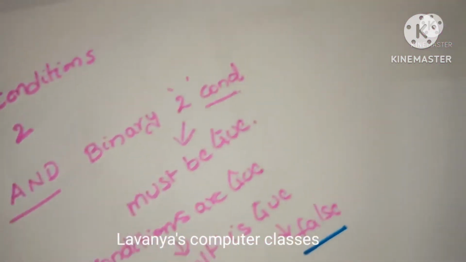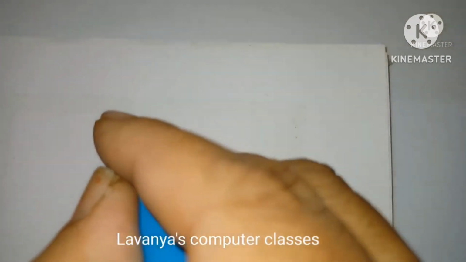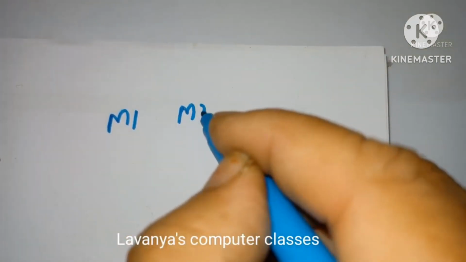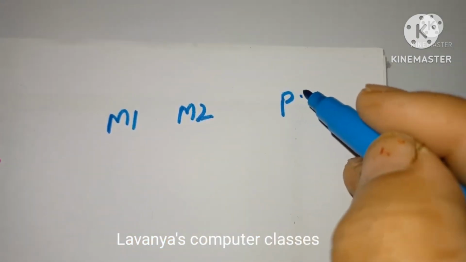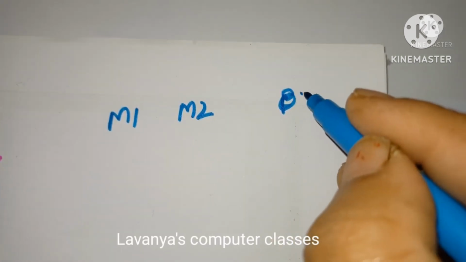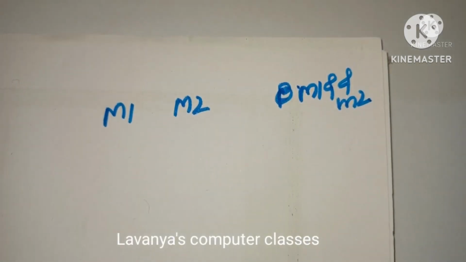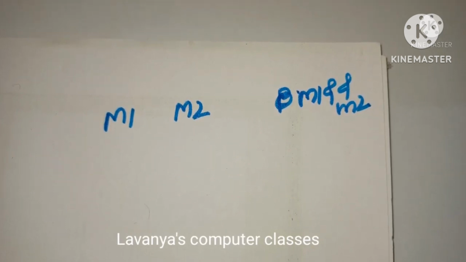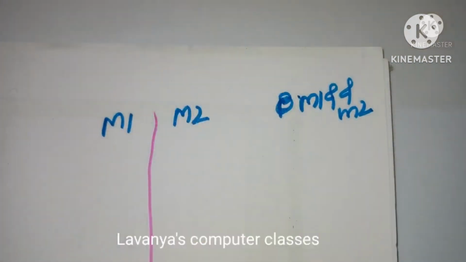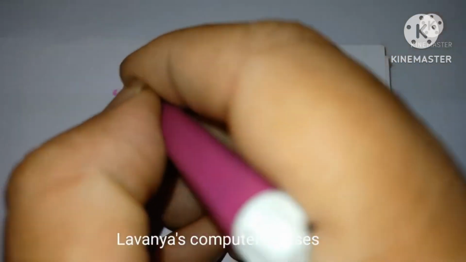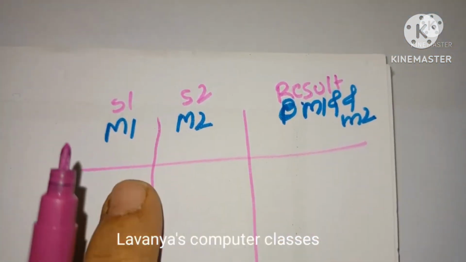I will give you one example. For example, there are two subjects, M1 and M2. The first subject's marks are subject 1, then subject 2. If I want a pass or fail result, how do we give it? You must compulsorily pass both subjects. If one subject is passed and one more subject is failed, what happens? The result is totally failed. That means if you want to pass, you have to compulsorily pass in two subjects. This is subject 1, this is subject 2, and this is the result. You get the result pass only when you pass both subjects.